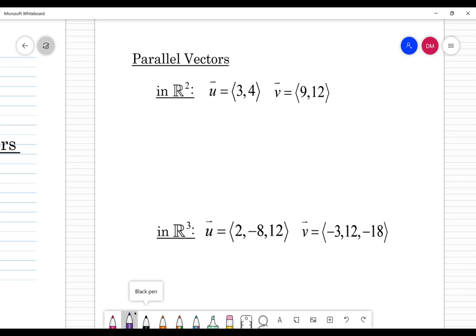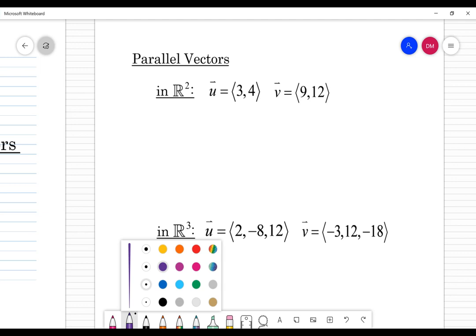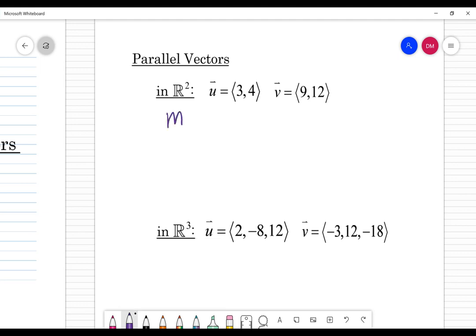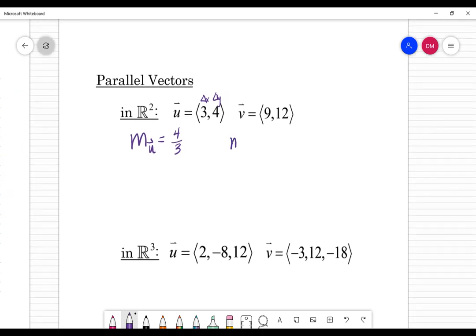If we are trying to find, and I'll just notate this as, slope, that's the idea. Parallels, they have the same slope, right? So we can find the slope of u, and slope is rise over run. It's change in y over change in x. And so this is pretty easy right there. Our slope is 4/3. And then we can do the exact same thing over here for vector v. Change in y over change in x, 12 over 9, is also equal to 4/3.